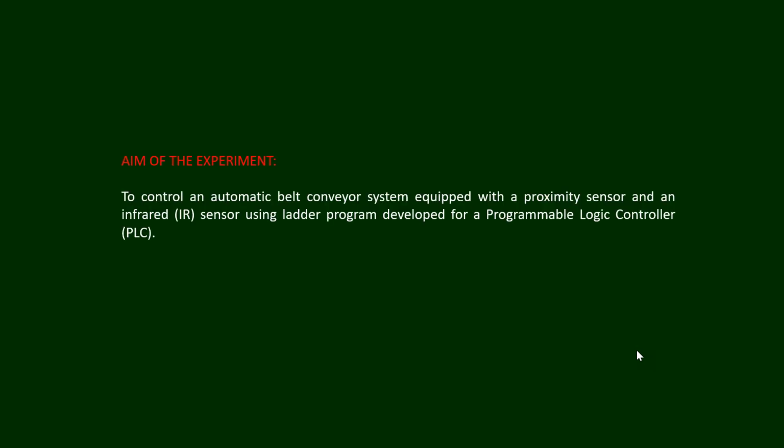Aim of this experiment is to control an automatic belt conveyor system equipped with a proximity sensor and an infrared sensor using a ladder program developed for a programmable logic controller. So we have to assume that there is a belt conveyor which contains two sensors. One is a proximity sensor and another one is an infrared sensor.